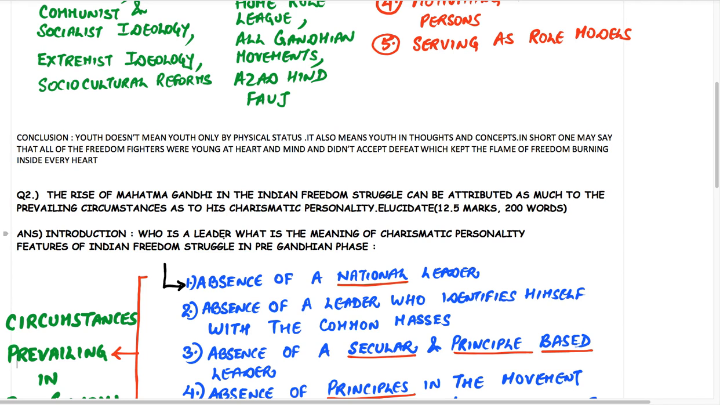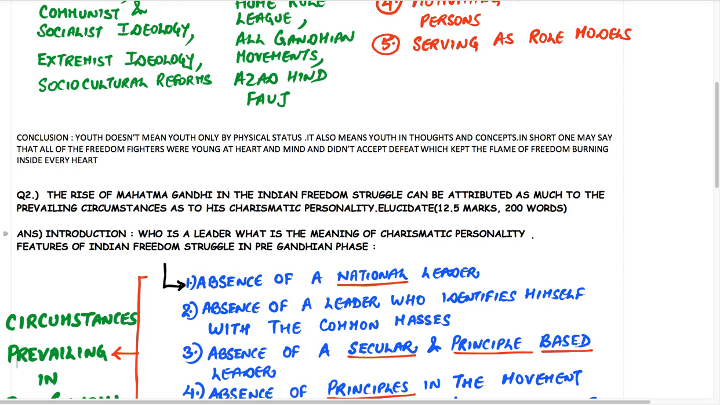So the introduction of the answer to such a question will be: who is a leader? A leader must have some charismatic personality traits, that means unique traits which are not found in normal people. So one can explain the traits of a leader: having principles in one's life; second, motivating the youth and the common masses; third, identifying oneself with the common people. So one can explain some traits out here.